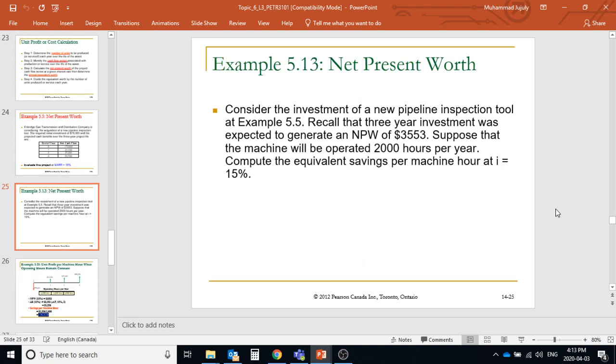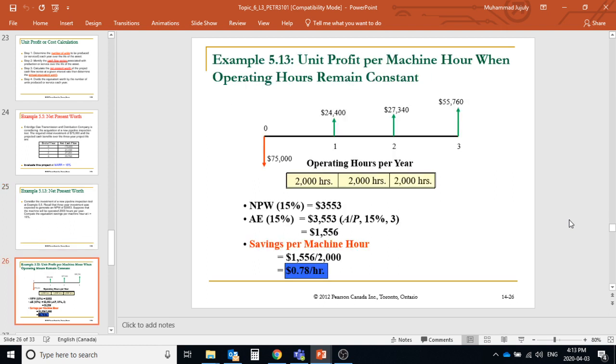Now what we will do, recalling that problem, the 3-year investment was expected to generate an NPW of $3,553, and suppose the machine will be operated for 2,000 hours per year. Compute the equivalent saving per machine hour at i equal to 15%. So this is the way we do that.